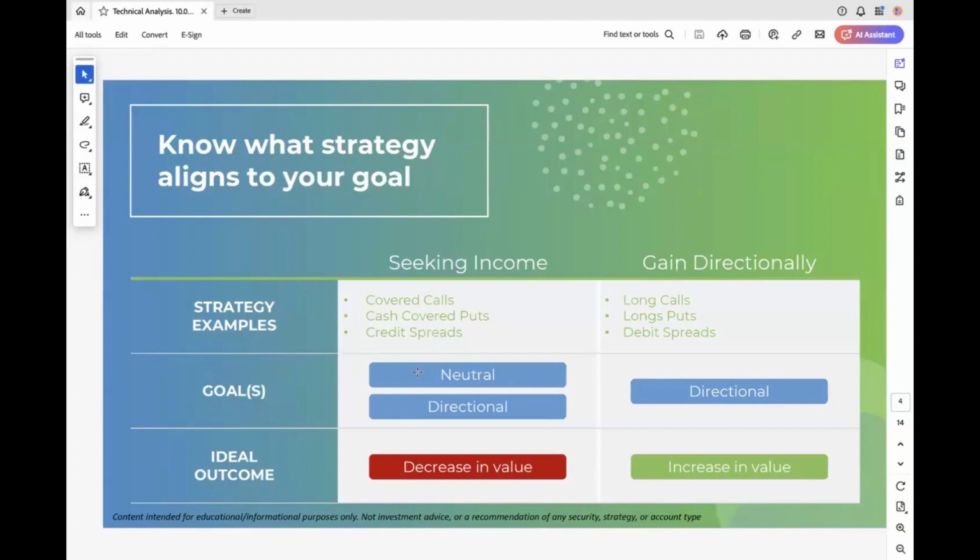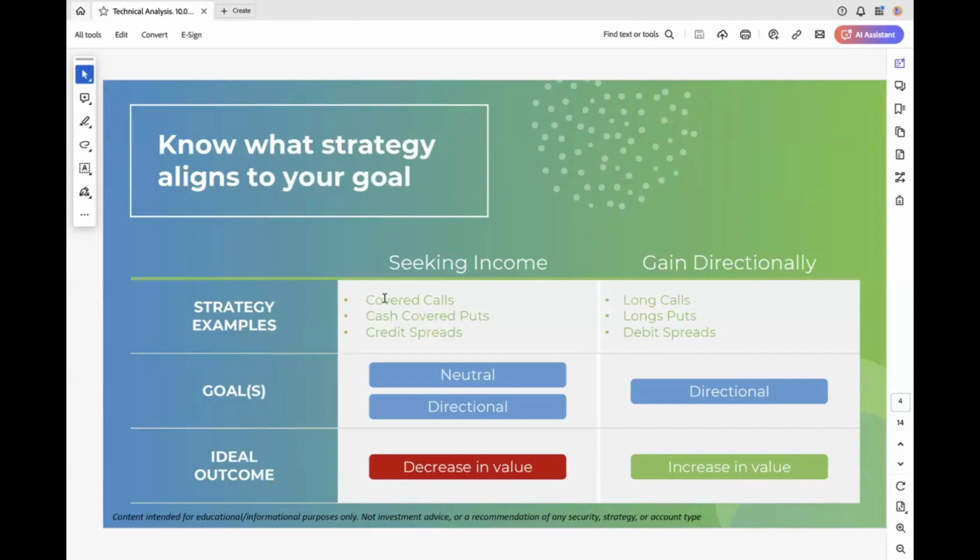So your goals, you have to know, with seeking income means I have a slight directional bias, but I also might be neutral, which means we need to understand where we think the stock is going to go. And that's where technical analysis can be a layer that could enhance your option strategy. And then for your ideal outcome for seeking income and those types of strategies, normally you want the contracts to decrease in value. You sell upfront for an upfront premium, so you're looking for higher implied volatility, or you're selling something upfront.